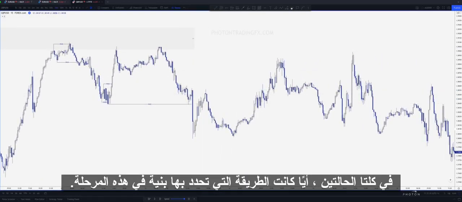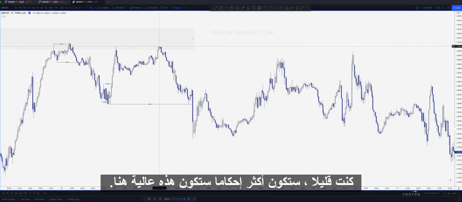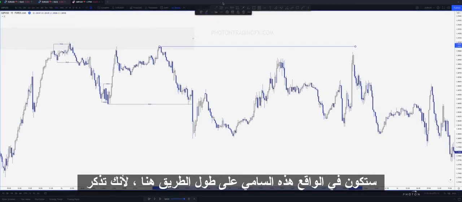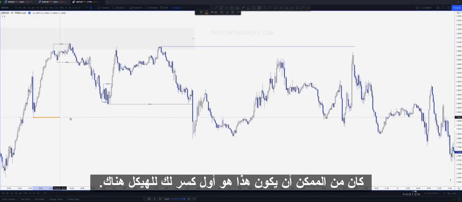So either way, whichever way you define the structure, at this point you would have this as your lower low, and then the highest point, if you're a bit tighter, would be this high here. All right, so I'm just going to draw a line across. Or if you did the looser approach, it would actually be this high all the way up here, because remember, that would have been your first break of structure.